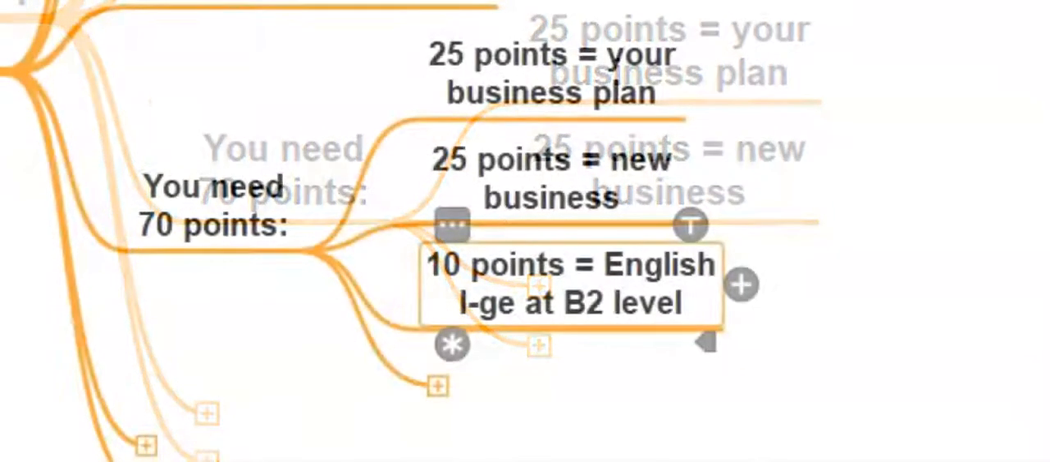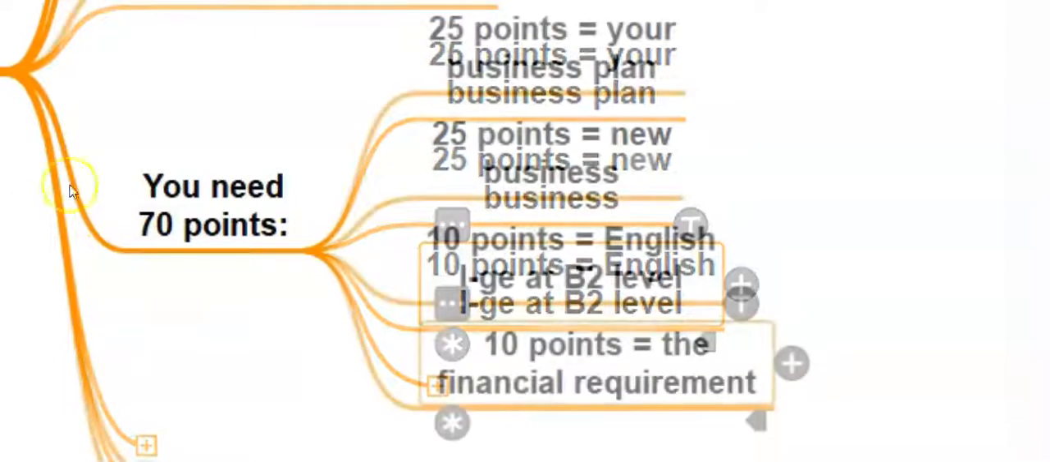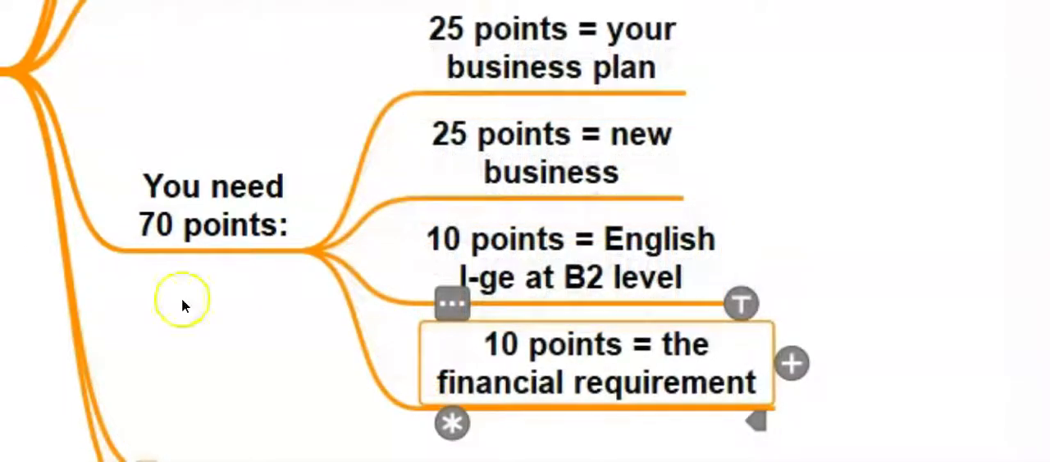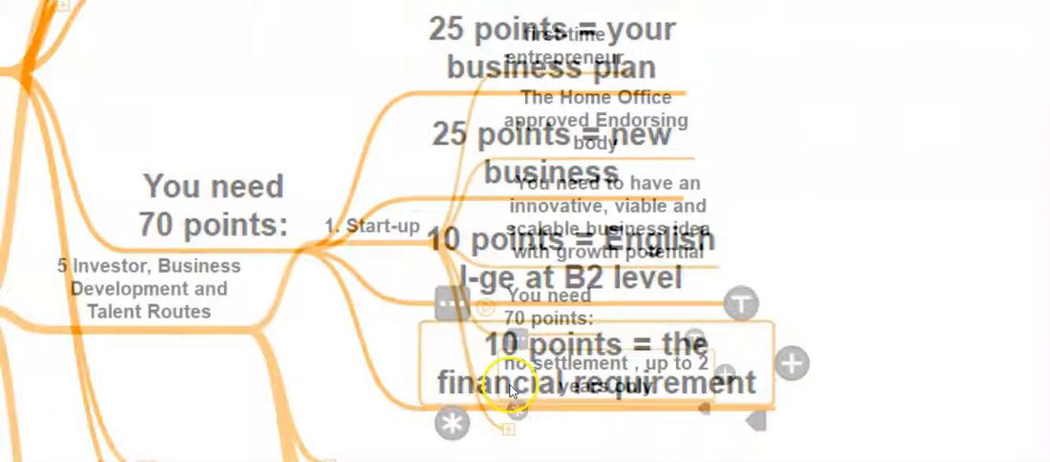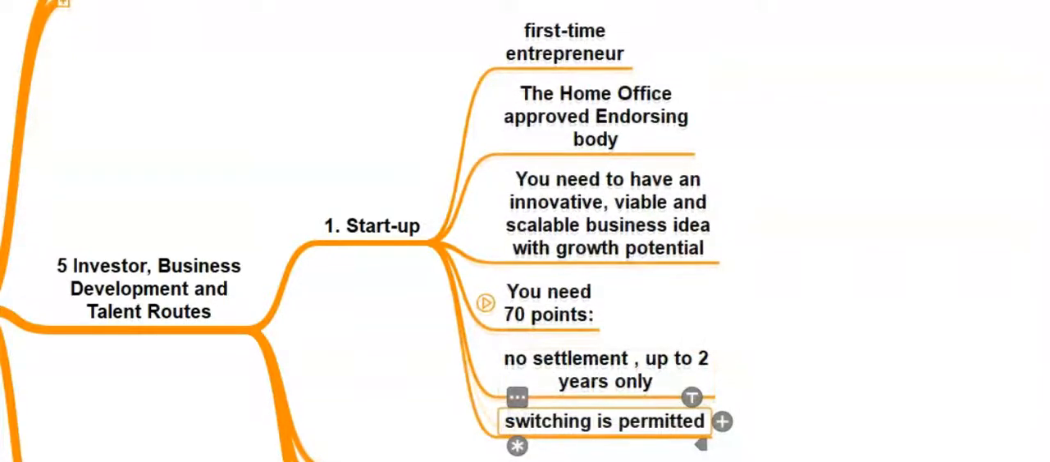Another 10 points you will get for proving that your English language proficiency is at the level of B2 or above. And finally, as with all other points-based system routes, you will get another 10 points for proving that you meet the financial requirement. Guys, startup is not a route to settlement, so you can stay on this type of visa only for 2 years. The good news is that you can progress from the startup immigration category to the innovator route, and the innovator route does lead to settlement.